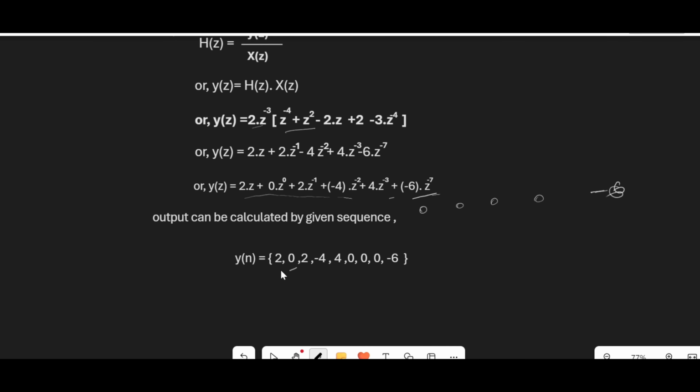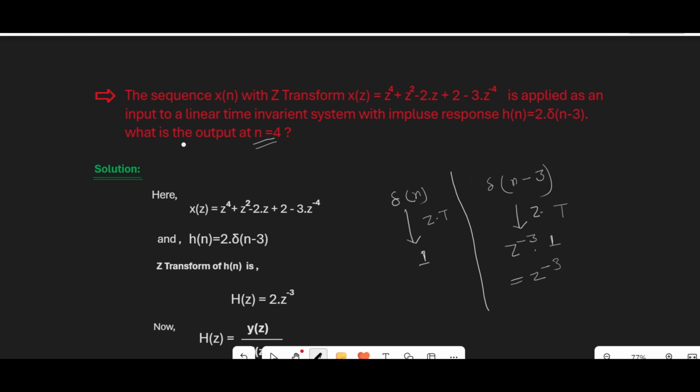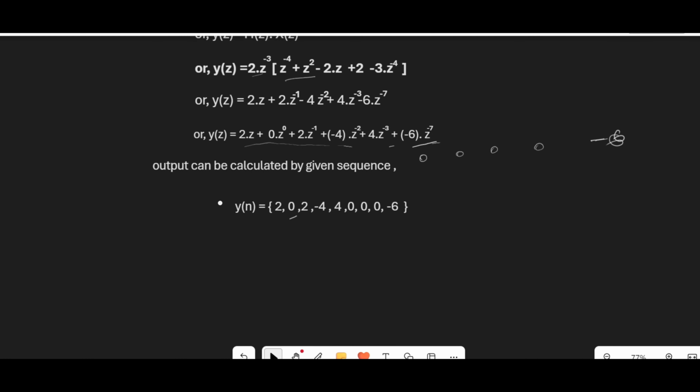Here, what is the output at n equal to 4? That means this is the first component. Here n equal to 0, here n equal to 1, here n equal to 2, n equal to 3, and here n equal to 4. That means when n equal to 4, y[n] equal to 0.